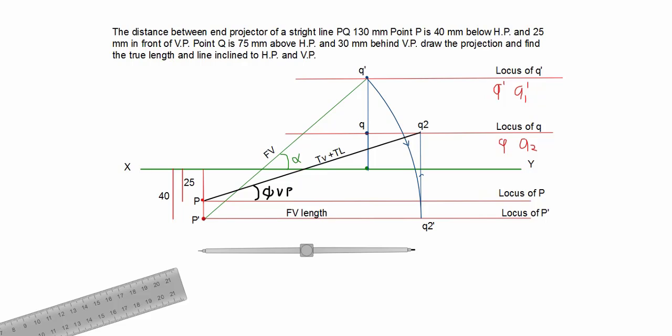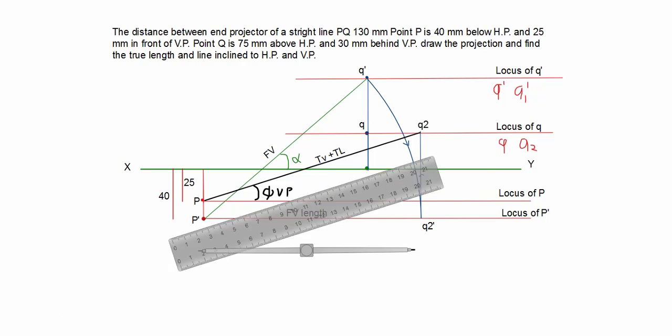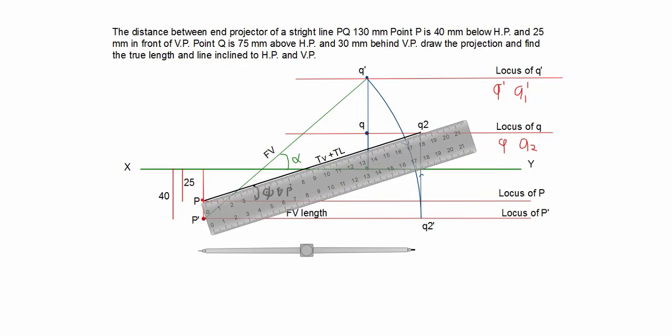So first measure the question, here the question is to measure the true length. So first we measure the true length. So this is PQ2, that is 182 mm. So here I am writing my answer. The first answer, the true length, 182 mm.